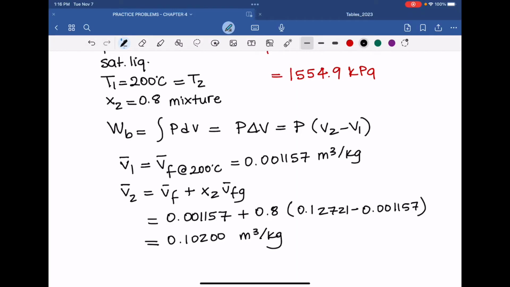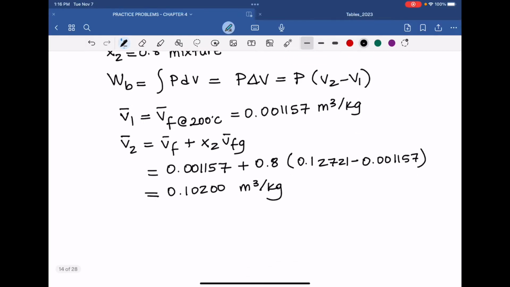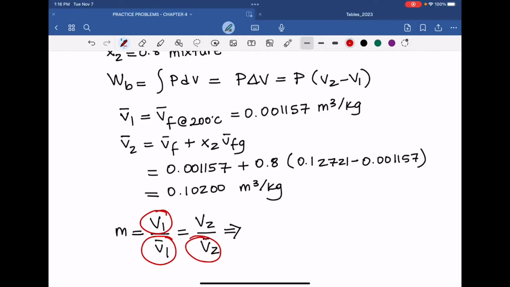and now we need to find basically the volumes, and we need a mass for that. And how can we calculate mass? Mass we can calculate from initial state or a second state. But both of them are the same mass because this is a closed system. What we actually know is this one, and this one, and we can figure this one out from this relation.